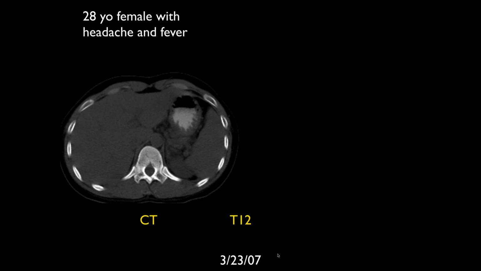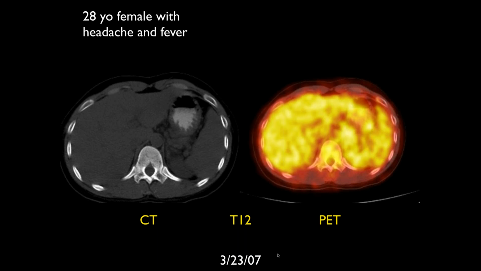20-year-old female with headache and fever. You have a single axial view. Okay, there's some increased uptake in the vertebral body, which is like T12. Well, it all depends upon how you model it. Basically, on the first scan, this is kind of thought to be normal at this level.